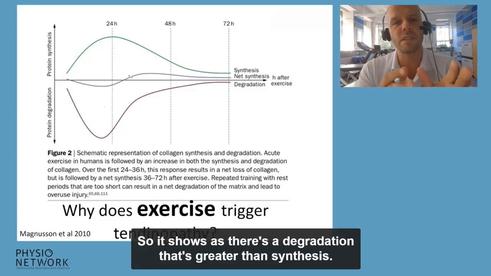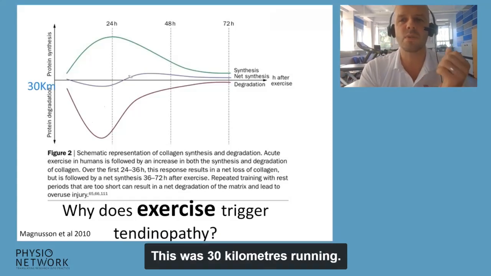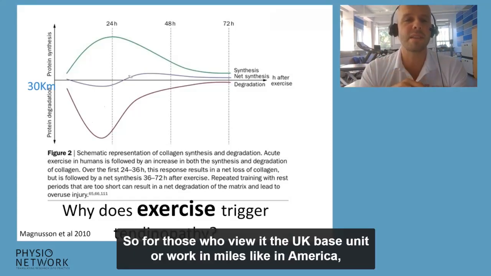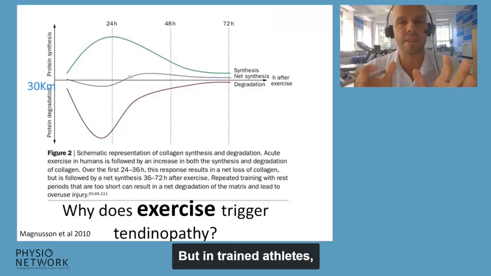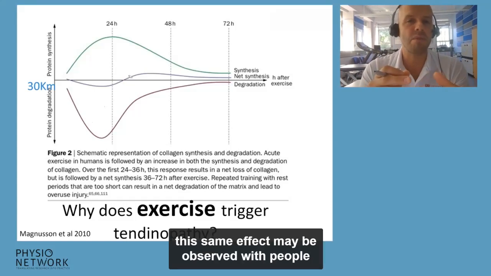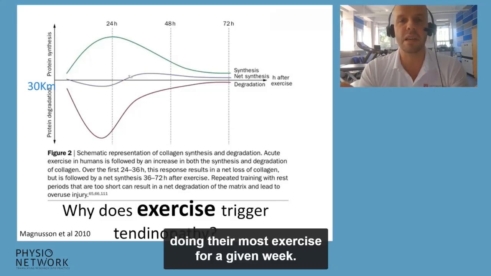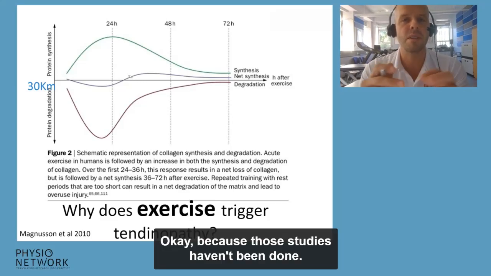So it shows us there's a degradation that's greater than synthesis. But it's important to comprehend how much exercise was used. This was 30 kilometers running. So for those of you that are UK-based or work in miles, like in America, this is 20 miles basically. A long run, but in trained athletes, and this is their typical longest run in their training week. The same effect may be observed with people doing their most exercise for a given week, but we don't have data to show that, because those studies haven't been done.